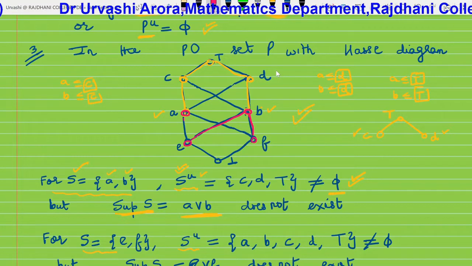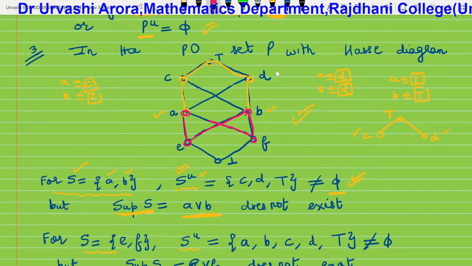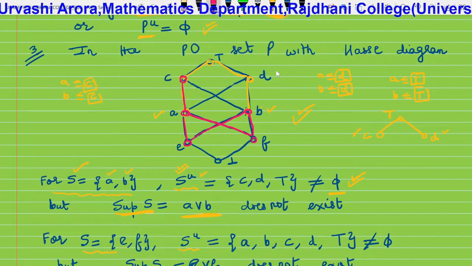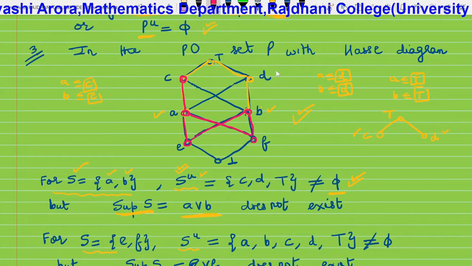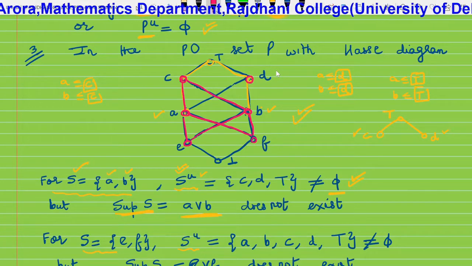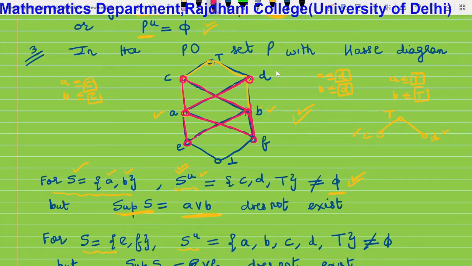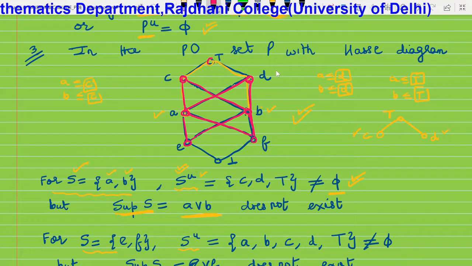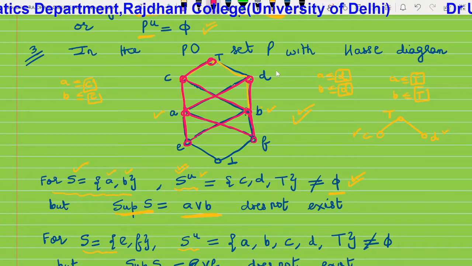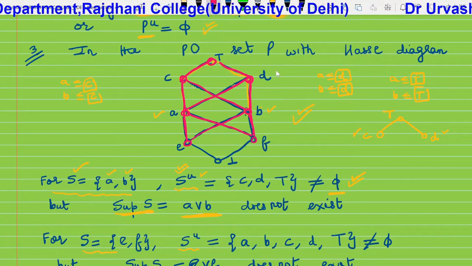A is acting like an upper bound for E and F because E is less than or equal to A, and F is also less than or equal to A. C is also acting like an upper bound because E is less than or equal to C, and F is also less than or equal to C. D is also an upper bound because E is less than or equal to D and F is less than or equal to D, and T is also an upper bound because of this particular relation that you have. E is less than or equal to T, and F is also less than or equal to T.